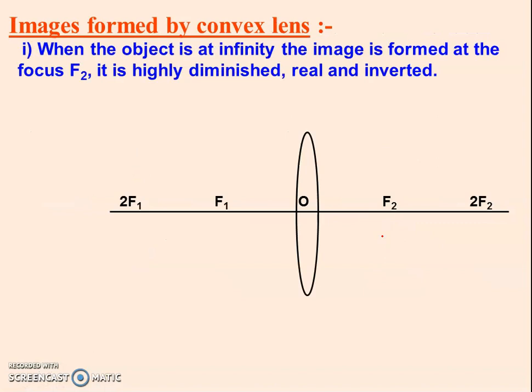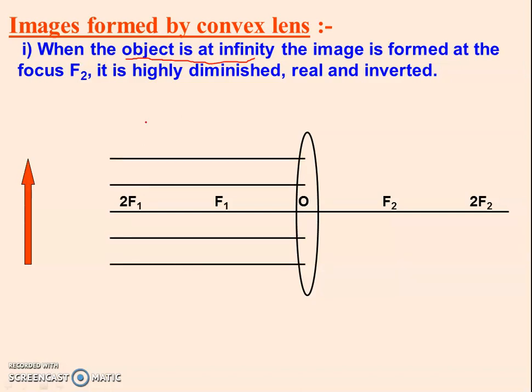In the third case, the ray incident at the optical center passes through it without deviation in both the lenses, right? Now the image formed by the convex lens, right? Now there are so many cases. In the first case, the object at infinity. Infinity means rays will come out from the object parallel to the principal axis. Incident at the focal point, it goes through the focal point.